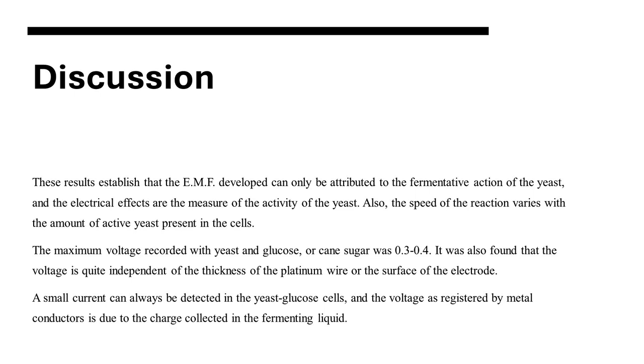Also, the speed of the reaction varies with the amount of active yeast present in the cells. The maximum voltage recorded with yeast and glucose, or cane sugar, was 0.3 to 0.4. It was also found that the voltage is quite independent of the thickness of the platinum wire or the surface of the electrode. A small current can always be detected in the yeast glucose cells, and the voltage as registered by metal conductors is due to the charge collected in the fermenting liquid.